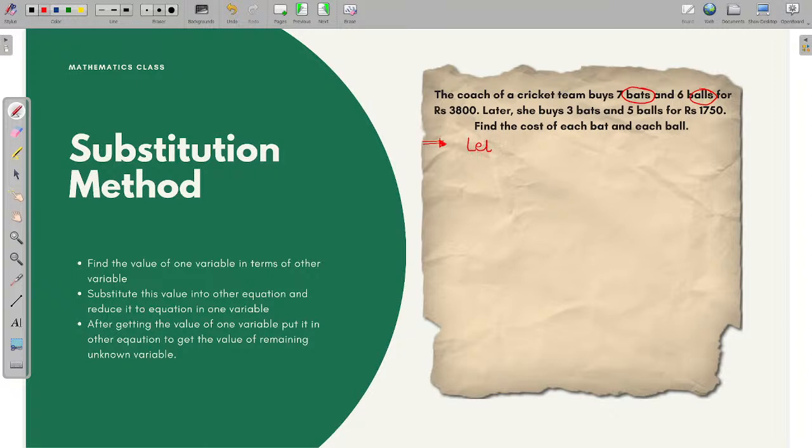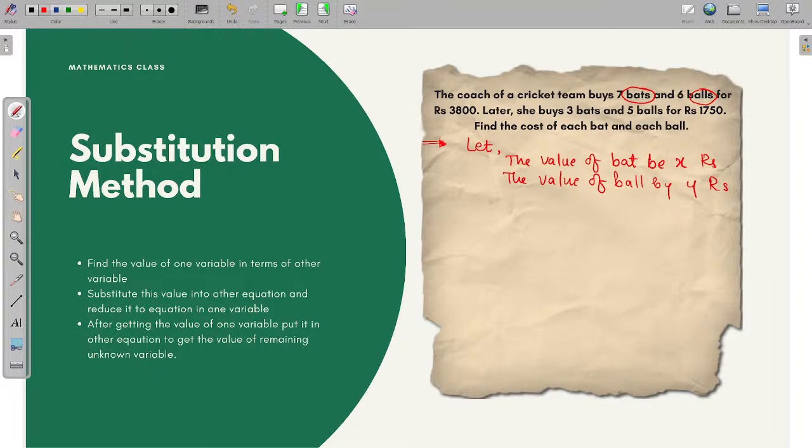So to start, let the value of bat be x rupees, okay, and the value of ball be y rupees. Got it? Till this it's clear. Now we'll first write the equation.